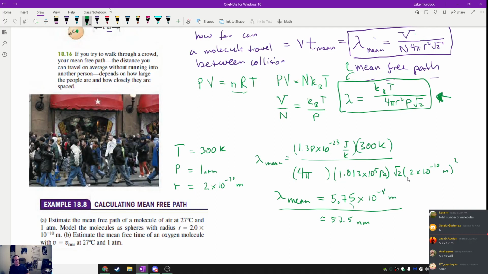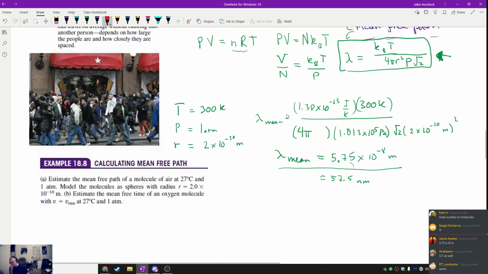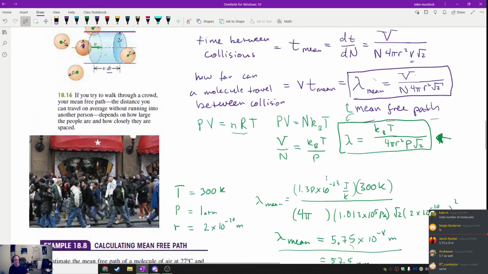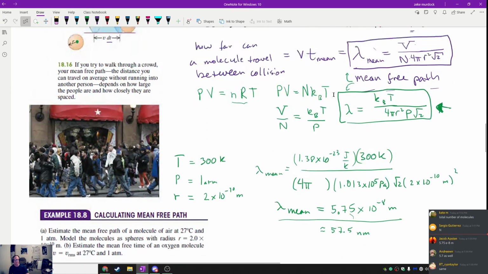All right. Any questions? Okay. Part B says to estimate the mean free time of an oxygen molecule with v equal to v_RMS at 27 degrees Celsius and 1 atmosphere pressure. To find mean free time, we saw from above that v times t mean is equal to lambda mean, so we can start from there.